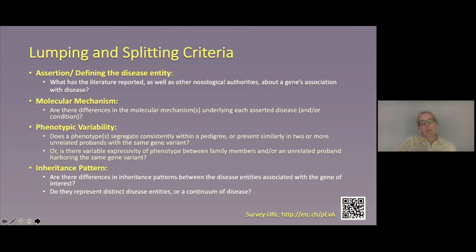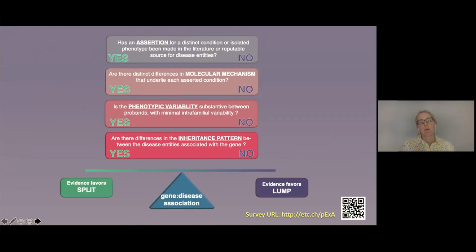And so these are our 4 criteria, and as you can see, there's 4 of them. And so it really becomes a balance of whether or not you would take certain phenotypes and lump them together, and they would create a new curation, or whether or not any of those features favor a split and they would be an independent curation.